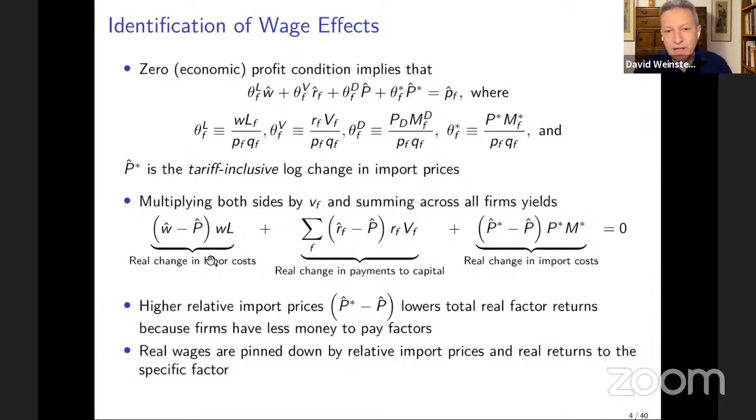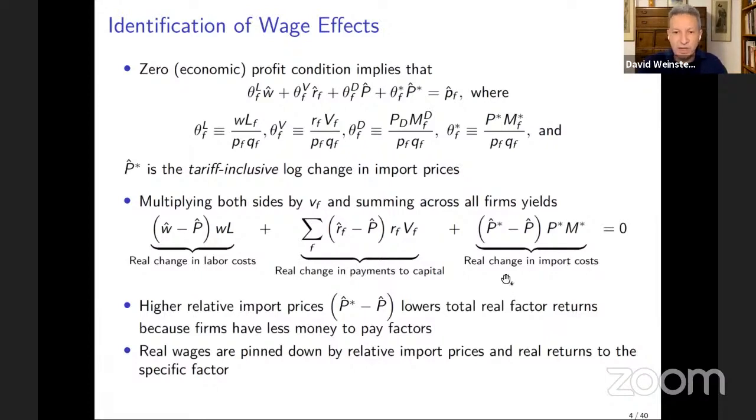So this equation gives you a lot of intuition for how movements in import prices and aggregate prices are going to be linked to movements in real wages. Let me just run you through the basic terms. The first term is the real change in labor costs. So this is the real wage times labor costs. The second term is the real change in payments to capital, the specific factors. And the last term is the real change in import costs.